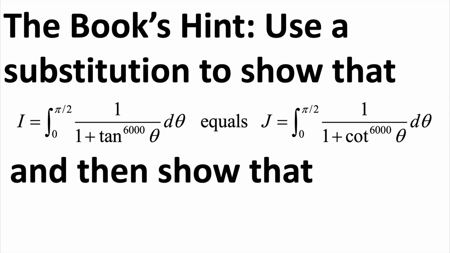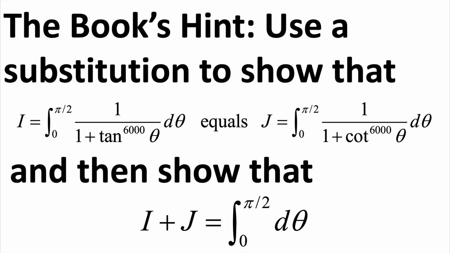The rest of the hint is to then show that when you add these two integrals, you get the integral of the constant function 1 from 0 to pi over 2, which would equal pi over 2, and therefore our integral of interest I would equal pi over 4, just like before. So the sum of these two integrand functions should equal the constant function 1. And based on what we've seen before, it probably doesn't depend on the power.